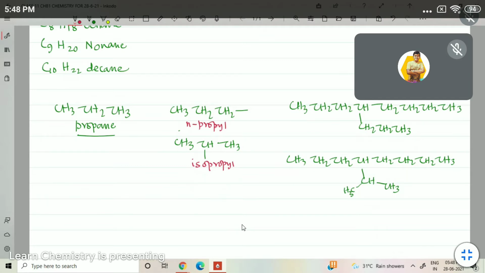So from which side will the numbering start? Left hand side. Very good. 1, 2, 3, 4, 5, 6, 7, 8. Now tell me the name. The substituent will be at 4, and the main chain is octane. 4 propyl octane. 4 propyl, propyl. Okay, 4 propyl octane. All right.